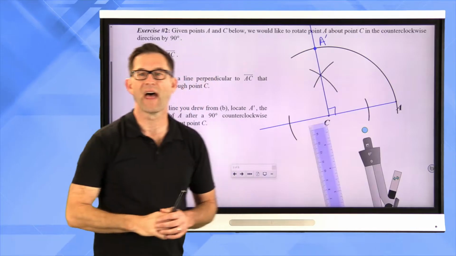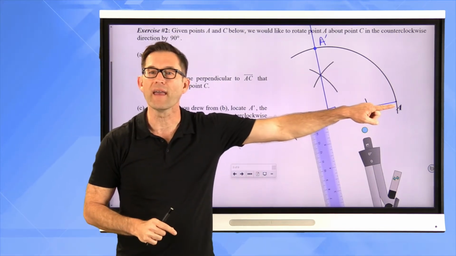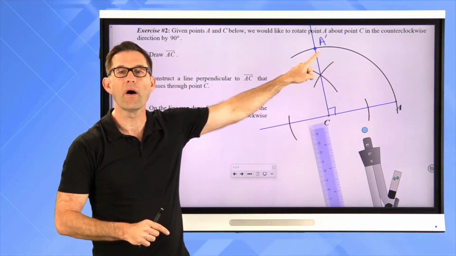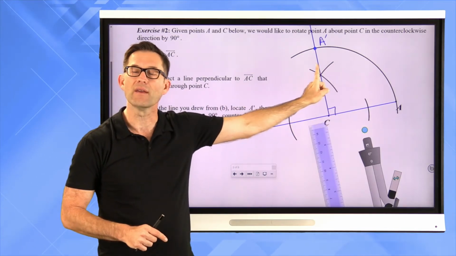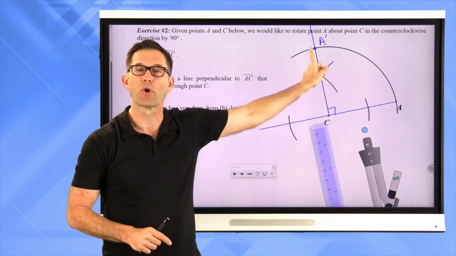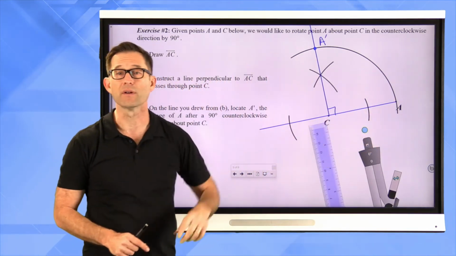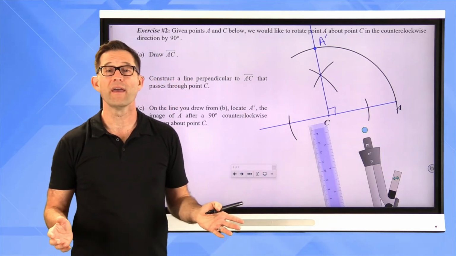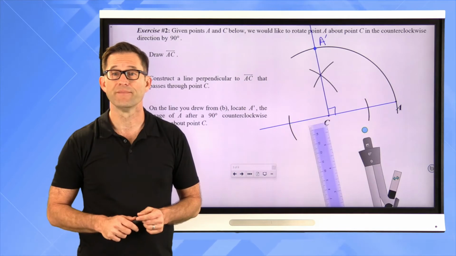it's not bad to have that entire arc like that, because you can really see how point A simply moves along a circle centered at C, until it eventually intersects that line that is perpendicular to the line passing through CA. And there we have it. We've just rotated point A by 90 degrees counterclockwise about point C.